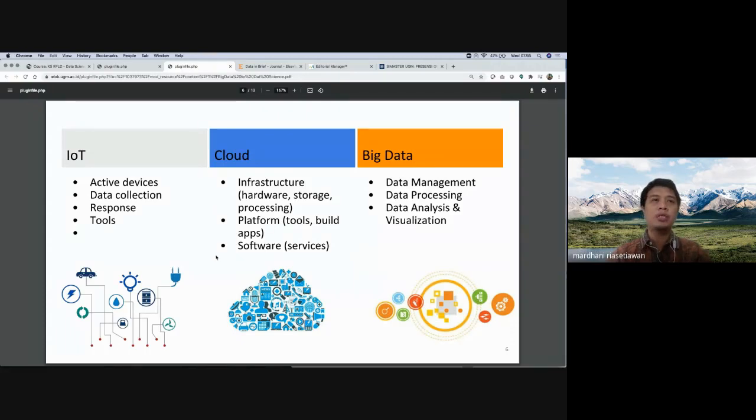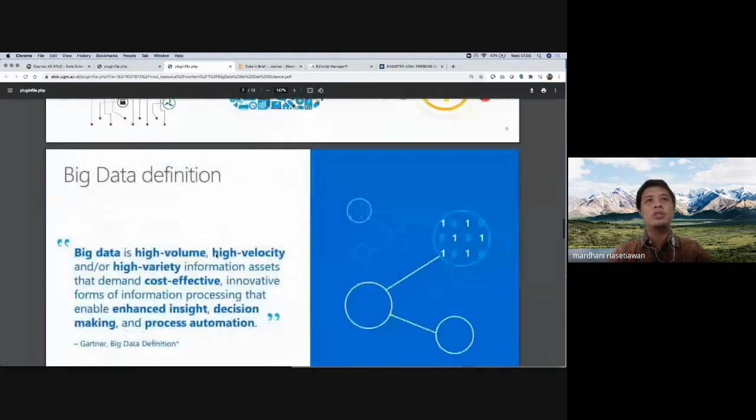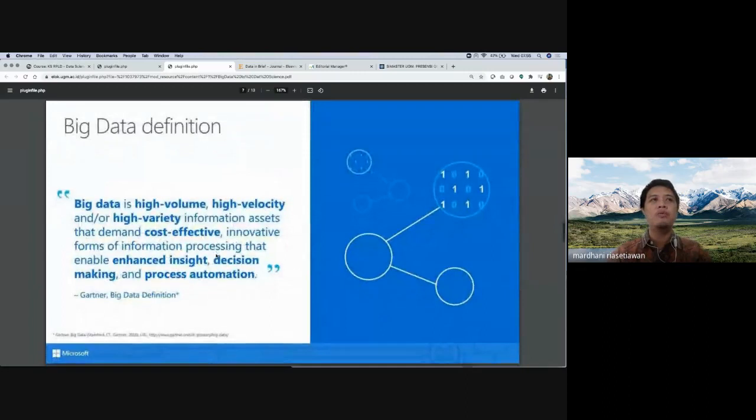So let's go to big data first. If we talk about big data, what is the meaning of big data? It's a collection of data, or data set, that has high volume, high velocity, and high variety. But unfortunately, I disagree with this definition if we only define big data as high volume, high velocity, and high variety. The most important thing is that we collect the information.